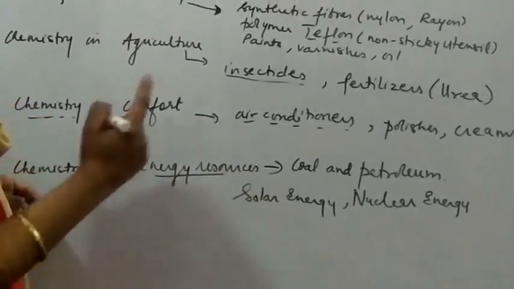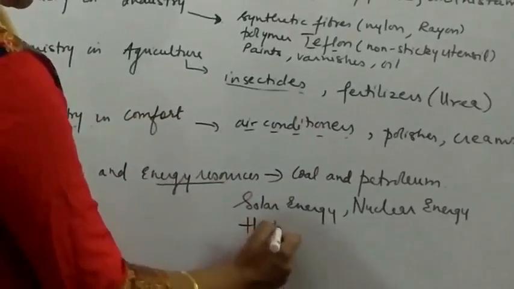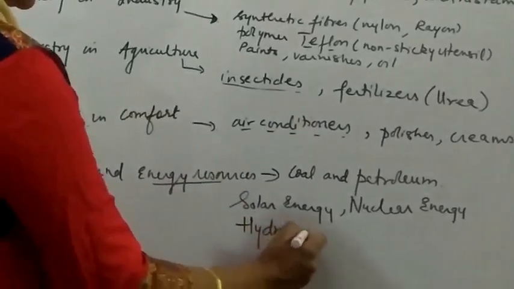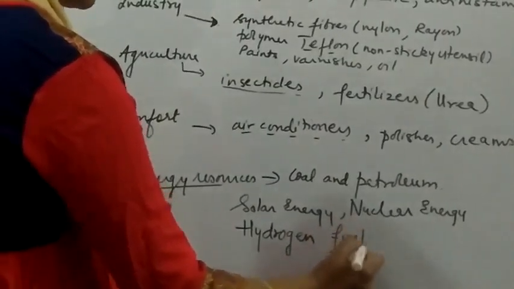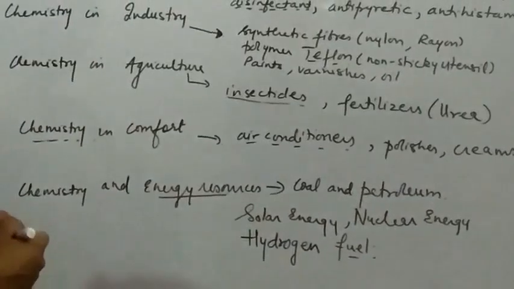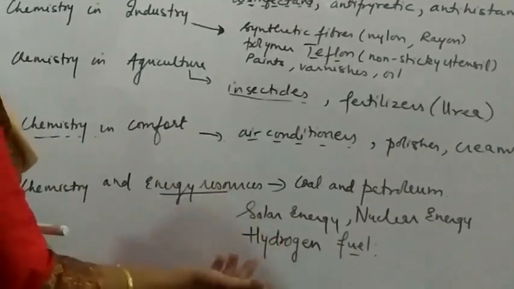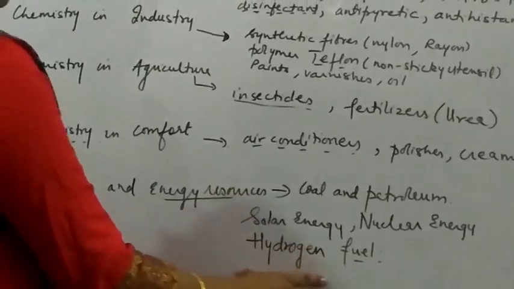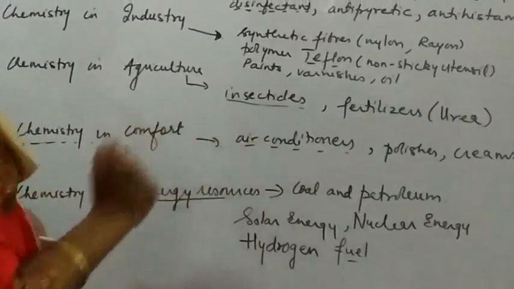Okay, now the next one is hydrogen. Hydrogen from the ocean or from the sea is going to be used as a fuel, from sea water and ocean water. The next aim is to achieve hydrogen fuel as an alternative to coal and petroleum, right?